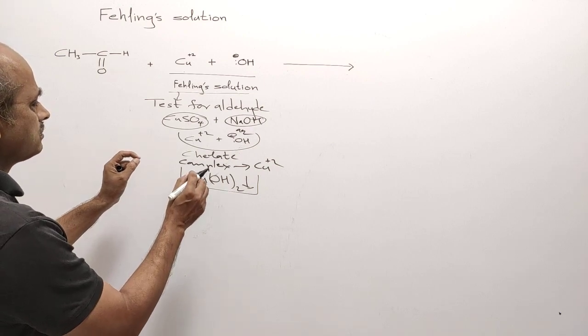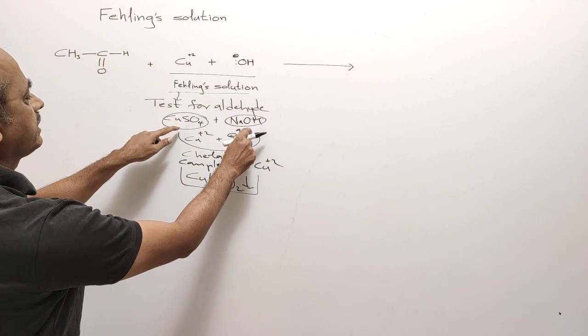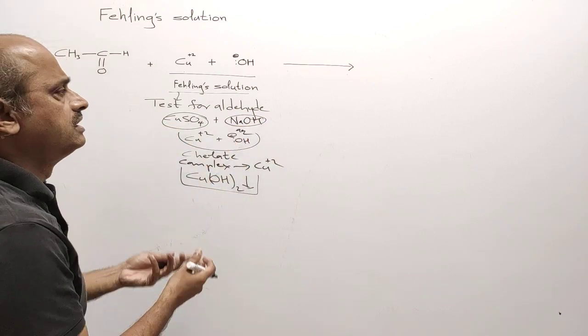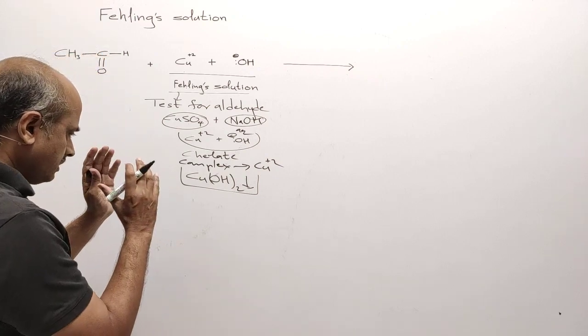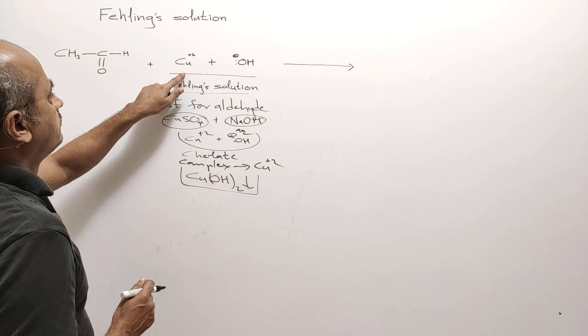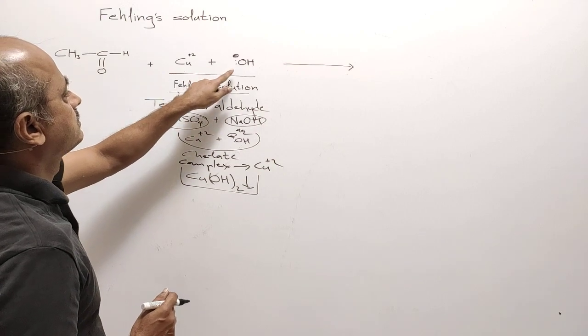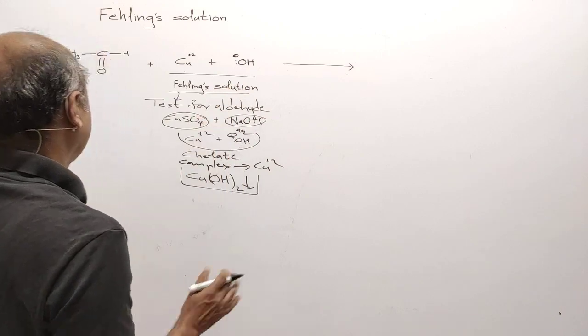And therefore, although we use this mixture of aqueous solution of NaOH and copper sulfate with the complexing agent Rochelle salt, from the chemical reaction point of view, we represent Fehling's by copper plus 2, cupric, and OH minus ions. Okay, that is one thing.